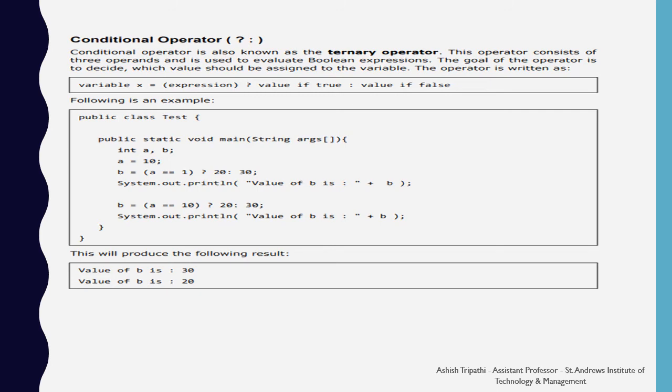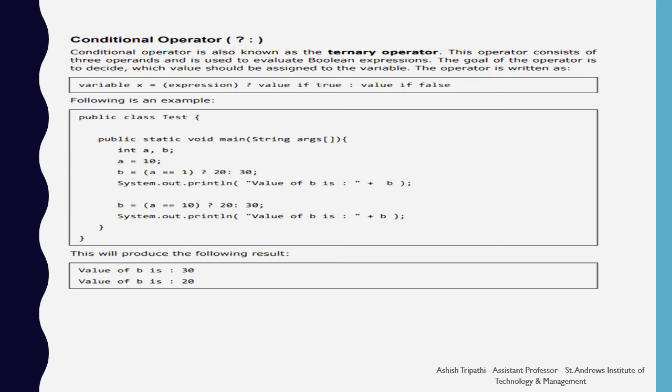In this example, we are creating a class test, and inside the main function we are declaring two variables A and B. The variable A is assigned the value 10 initially, and variable B is being assigned by the conditional operator. Here the expression is if A double equals to 1. Likewise, if A is equal to 1, then value 20 will be assigned to B, and if the condition is not true, then value 30 will be assigned to B.